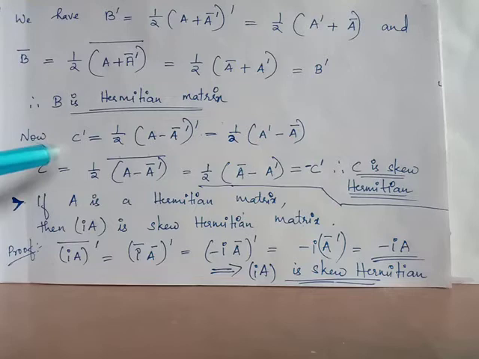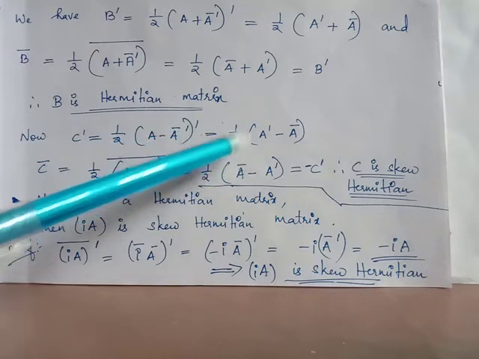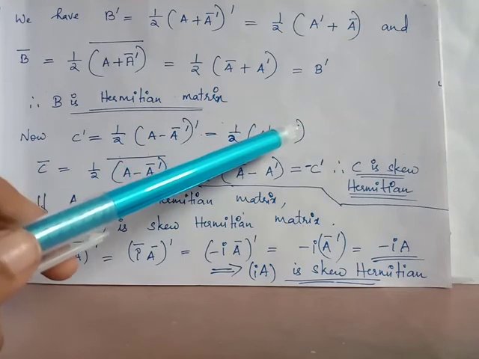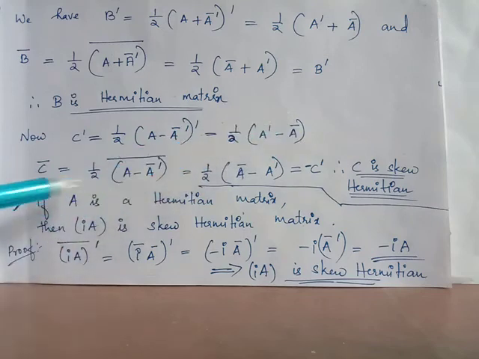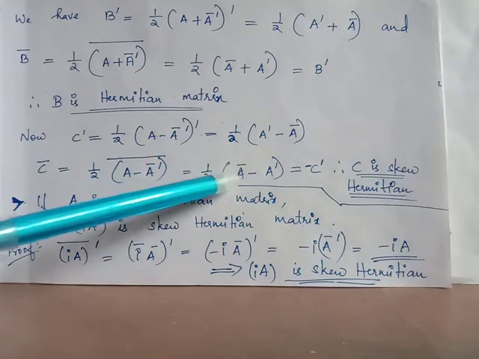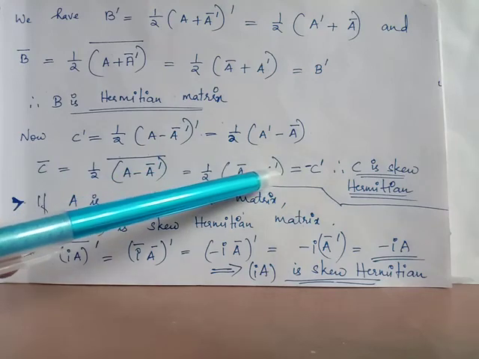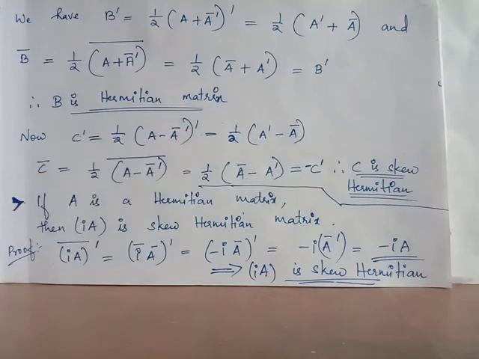Now we wish to check whether C is a skew-Hermitian matrix. We evaluate C transpose, which equals half times A minus A conjugate transpose the whole transpose, which becomes half times A transpose minus A conjugate, because A conjugate transpose the whole transpose becomes A conjugate. Now we evaluate C conjugate, which is half times A minus A conjugate transpose the whole conjugate, which can be written as half times A conjugate minus A transpose, which can be written as minus of C transpose, looking at the RHS of the above equation.